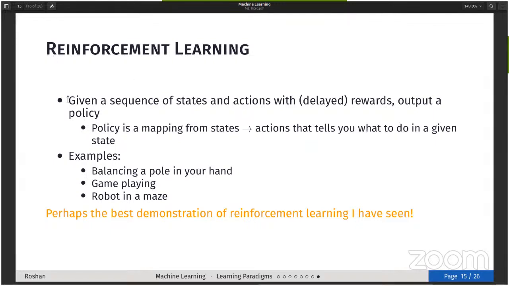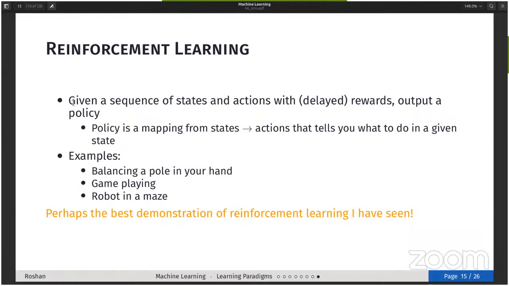So reinforcement learning deals with a sequence of states and actions. States mean how I perceive my current environment. Right now, if I'm sitting in a room, my state can be where I'm sitting, which exact point or coordinate, the x and y coordinates based on the room. That can be my state.